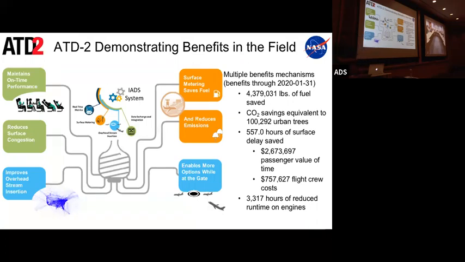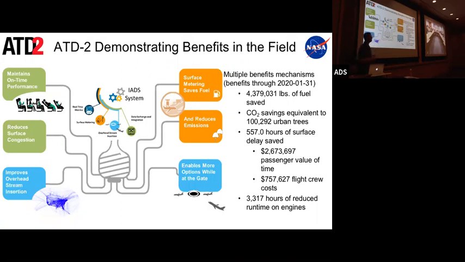So again, ATD2 is creating these coordinated schedules between the arrivals, the departures, and the surface traffic. And through these coordinated schedules and the predictability, we're able to reduce fuel consumption and CO2 emissions, which I think is something that we're really excited about and looking forward to seeing this tool progress.